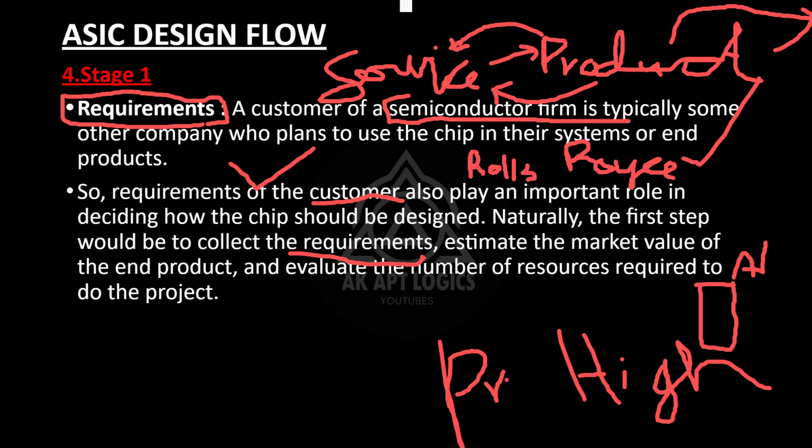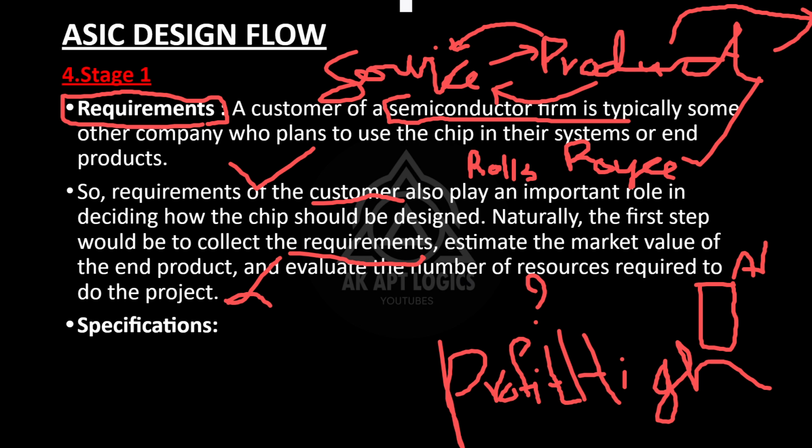So if they have a huge market, they will make the changes accordingly, if the budget is less. Otherwise, if the budget is high and they have no huge market, then sometimes even though they have better ideas, they won't proceed. Next, evaluate the number of resources required to do the project. After getting the requirements, we must evaluate what resources we already have to do the particular project, and what we have to obtain for this project that are not available with us right now.